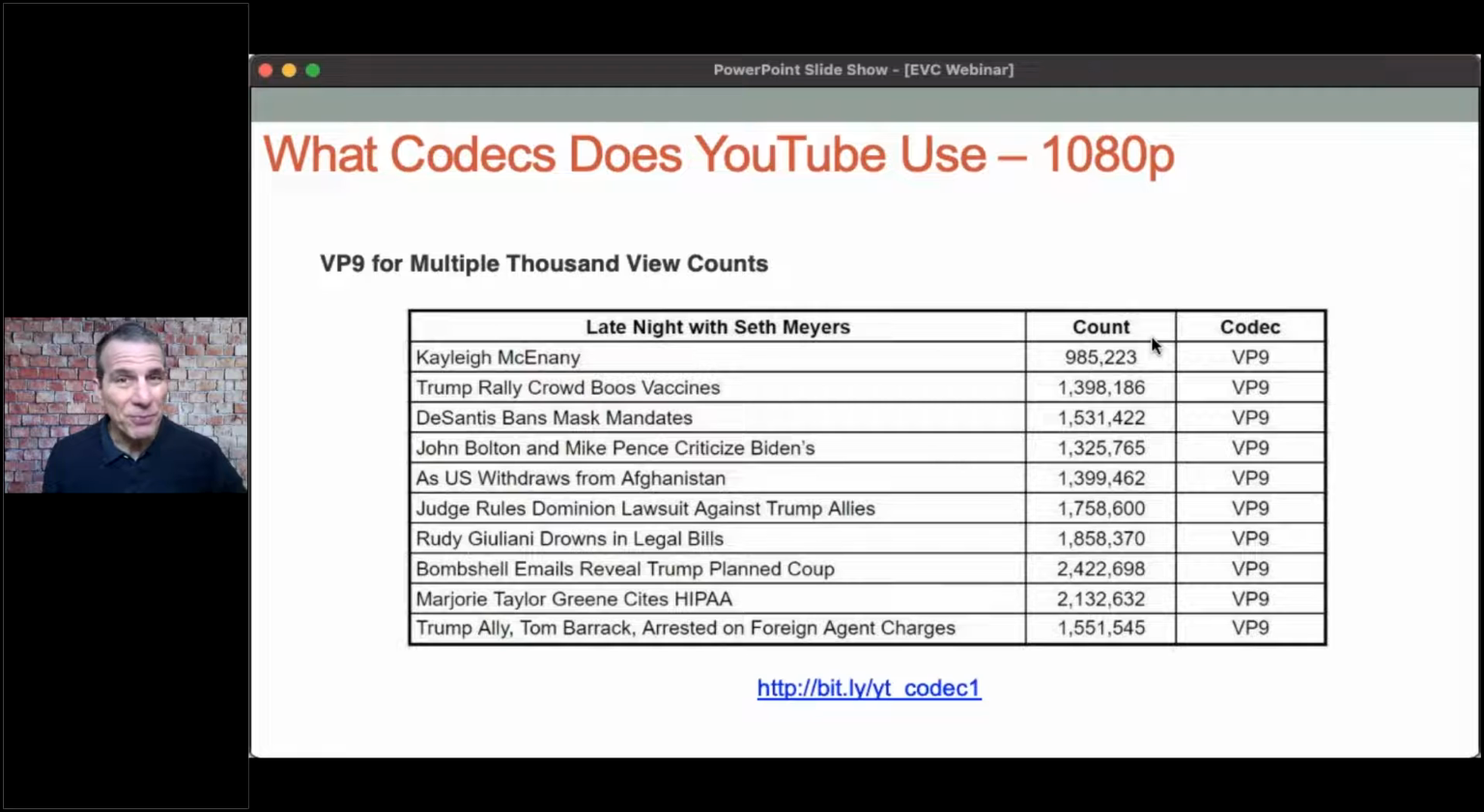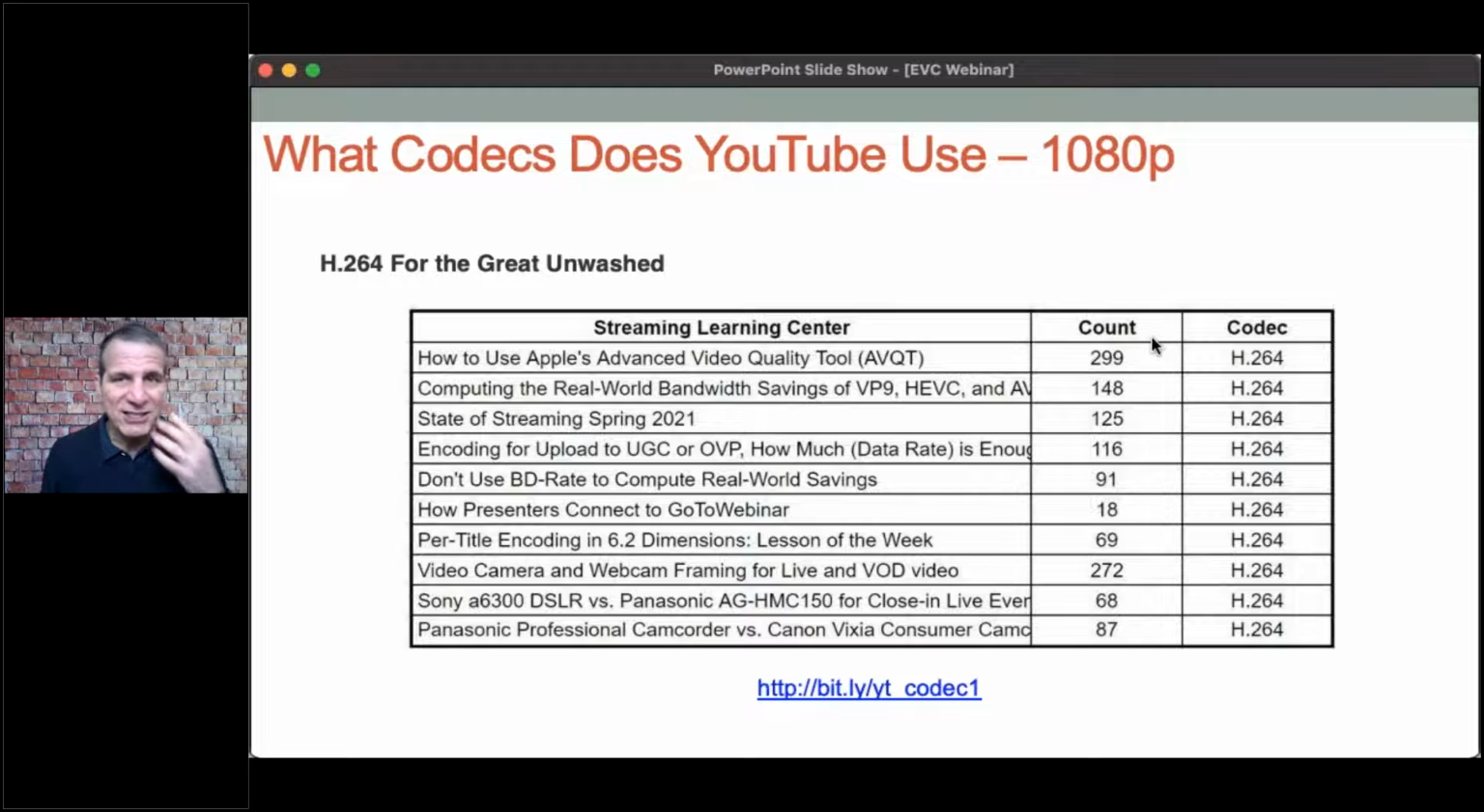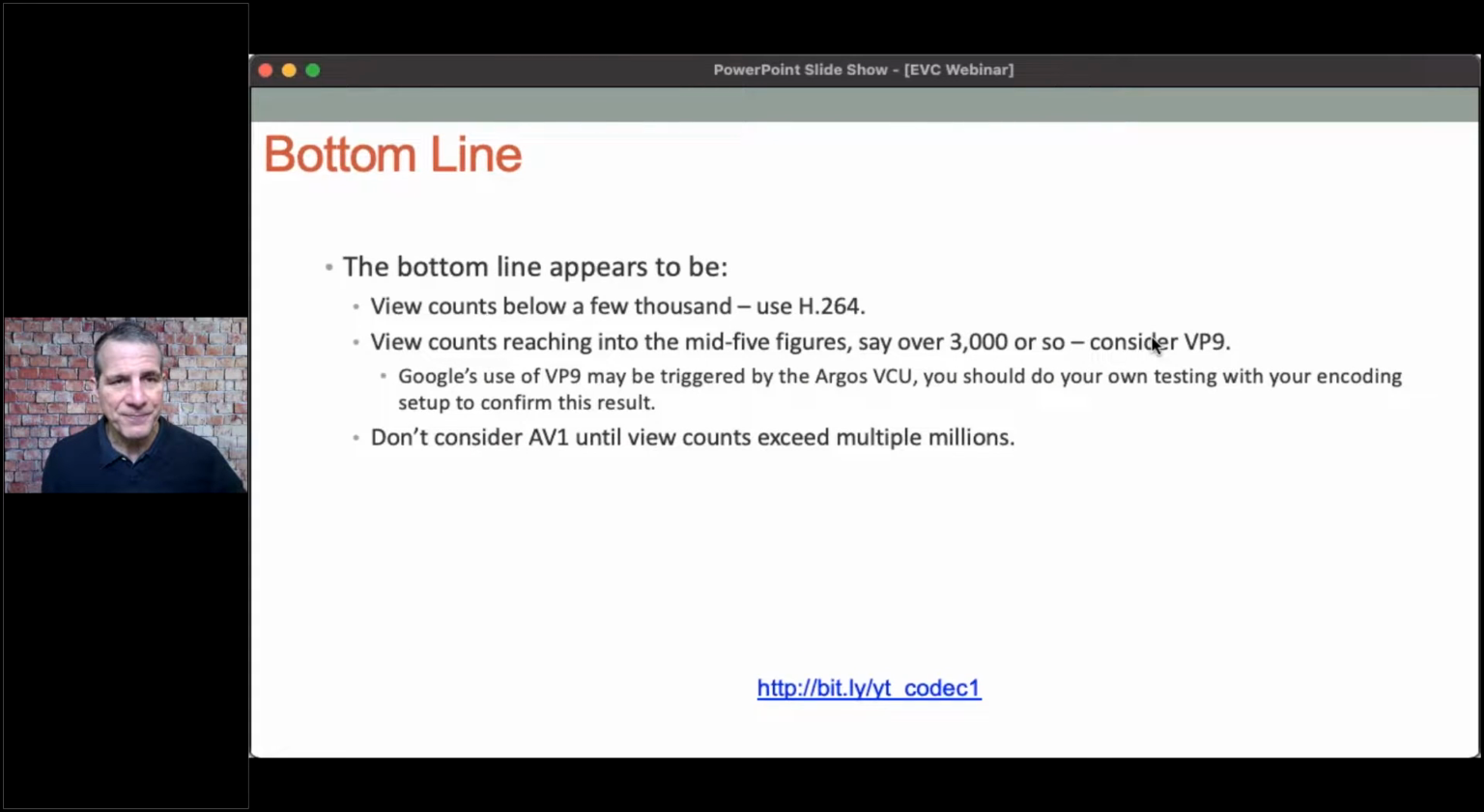Late Night with Seth Meyers, pretty successful show, something that I don't watch as much as I used to, but 1.5, 2.5, pretty consistent over 7-figure view counts, and they're using VP9. And for Dan Patrick, another show I look at a lot, these are multi-thousand, they're all VP9. So VP9, I think with the Argos VCU, it got so affordable to start producing VP9 that YouTube just really started using it a lot more because it's cheap to encode and a lot more efficient than H.264. And then H.264 for anybody under the 3,500 threshold.